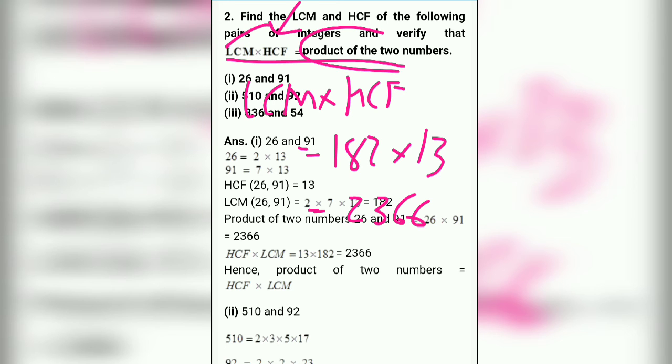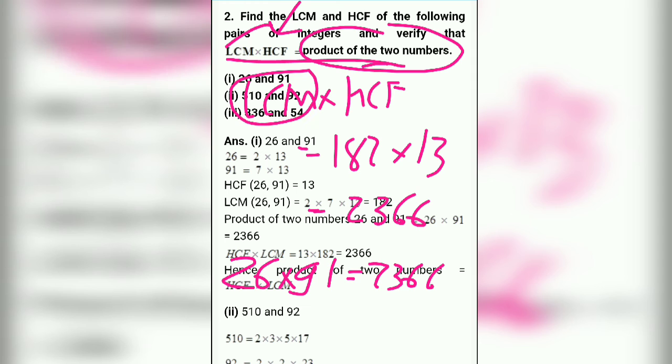Now right hand side, product of two numbers. That means our original two numbers, 26 and 91. If we multiply 26 by 91, we get the same answer, 2366. Okay, in both cases we get the same answer, so we can say that LCM multiply HCF is equal to the product of two numbers. Okay, our formula is proved here, hence proved. LCM multiply HCF is equal to the product of two numbers.